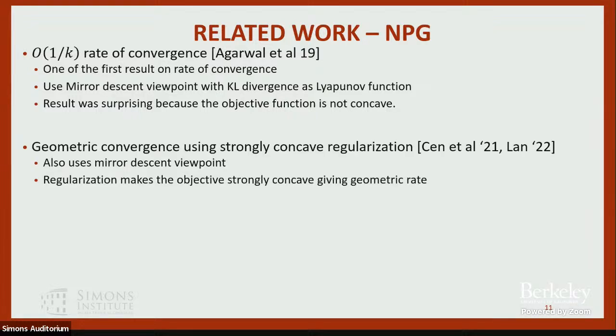And there is some follow-up work, I mean, these papers are actually 2 years old. These are the accepted journal versions, but they first came out 2 years ago. These two papers show geometric convergence, but once they regularize the objective. By adding a regularizer, you speed up the rate of convergence from 1 over k to geometric. Geometric is also called linear convergence in optimization literature. And they still exploit the mirror descent viewpoint.